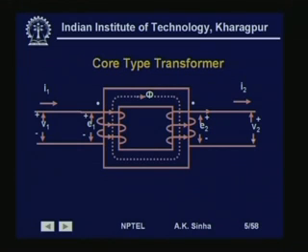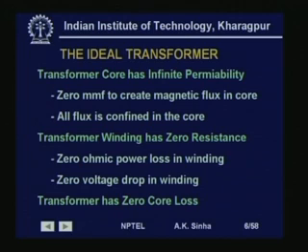Before we start doing a mathematical model for this transformer, we will get into the concept of an ideal transformer. That is, we are considering a transformer which is ideal in the sense that its job is to transform the voltage levels and the currents on the two sides. Now, this transformer we assume has infinite core permeability. What does this really mean?